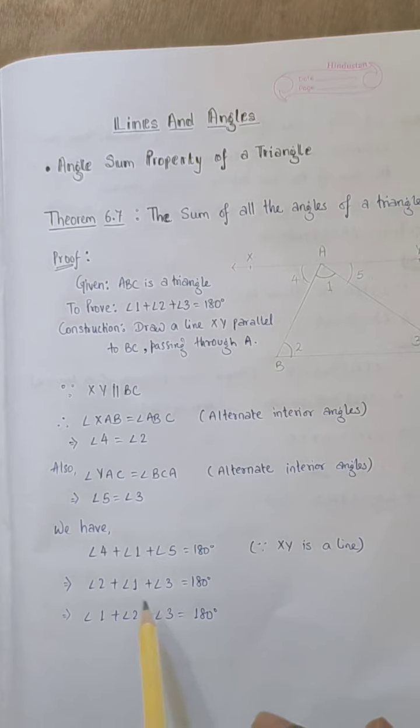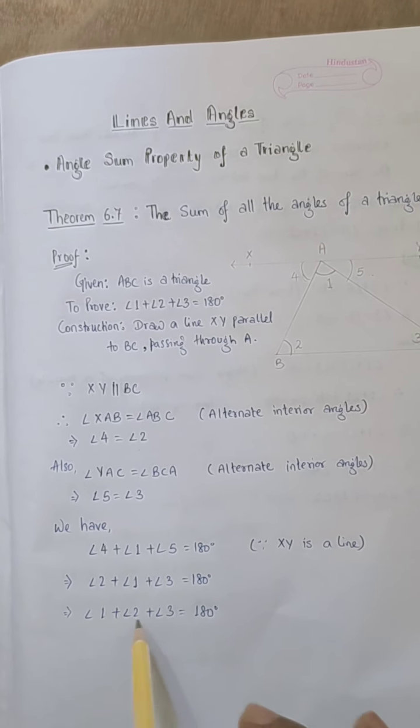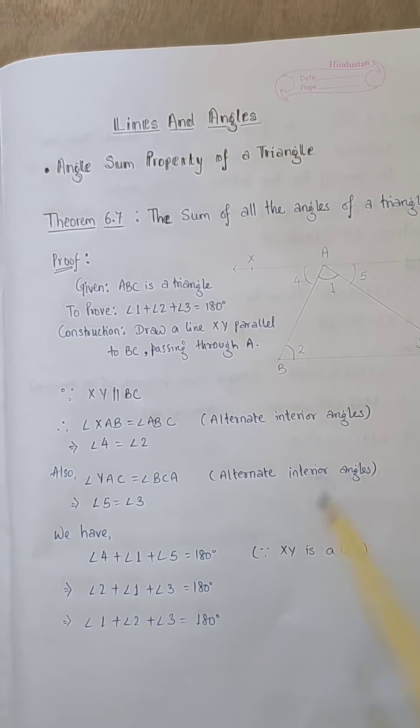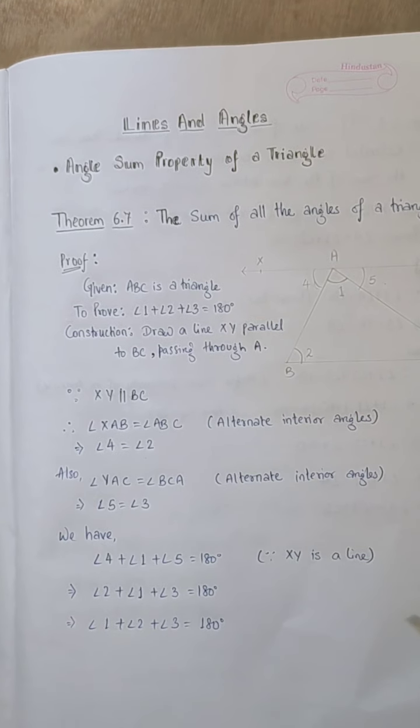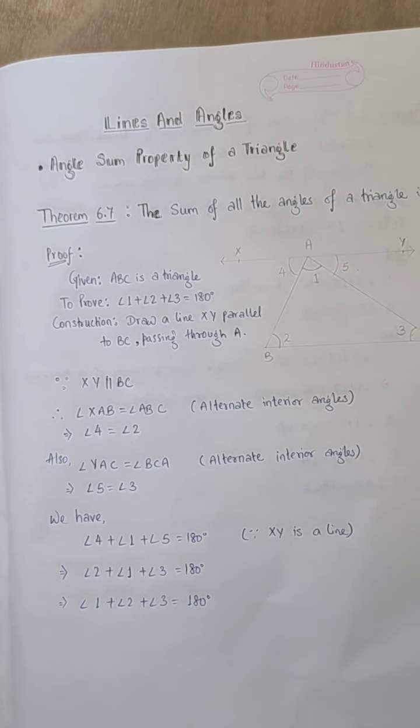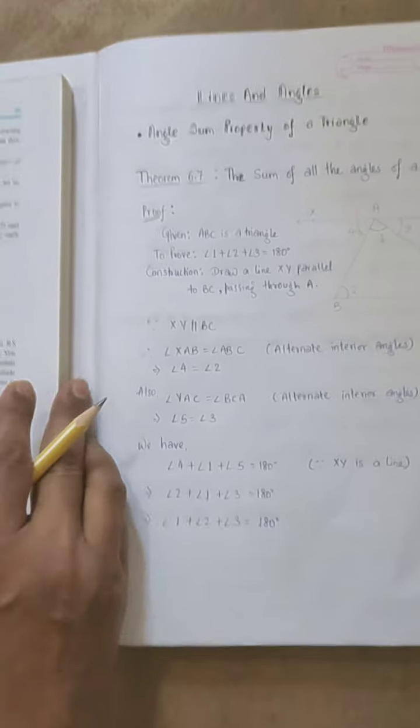By rearranging we get angle 1 plus angle 2 plus angle 3 is equal to 180, which was needed to be proved. So this was the angle sum property of a triangle. Now the next theorem is the exterior angle property.